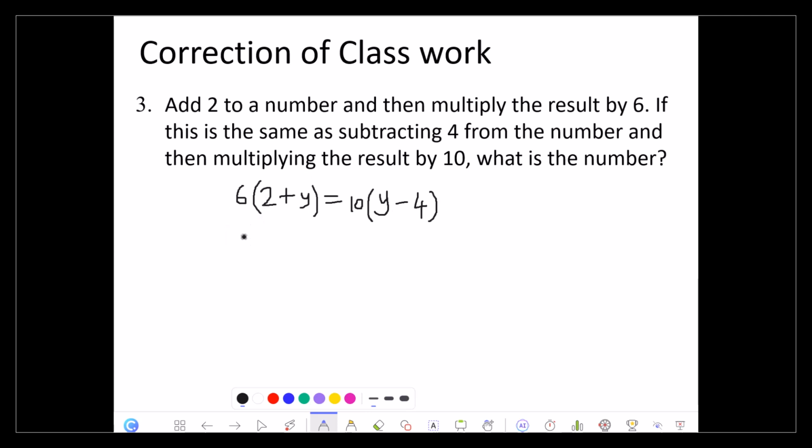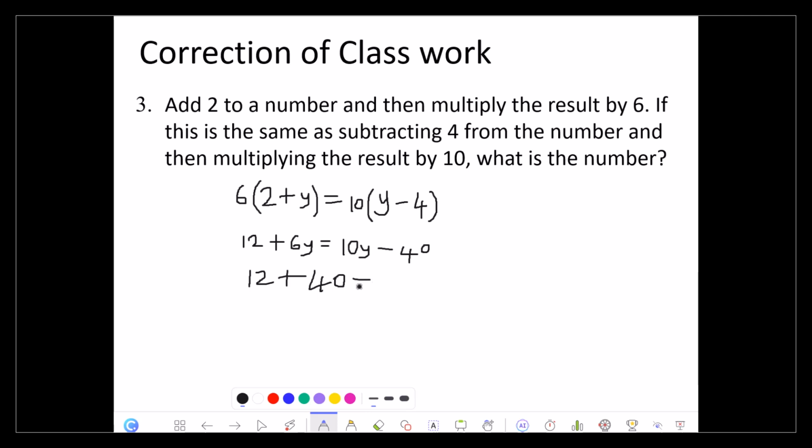6 times 2 will give us 12. Then 6 times y will give us 6y, which equals 10 times y, this should give us 10y. Then minus 10 times 4, this should give us 40. Then at this stage, we collect like terms. I want minus 40 to cross to this side. So negative 40 will become positive 40. It will now be plus 40.